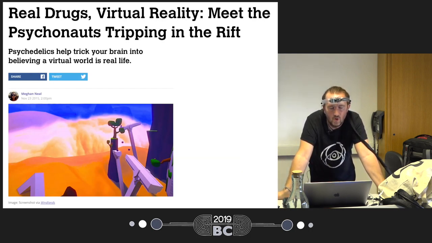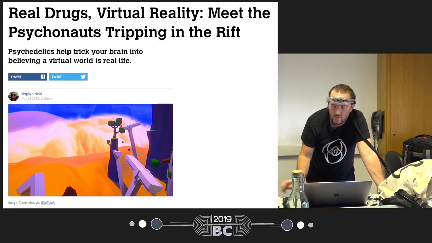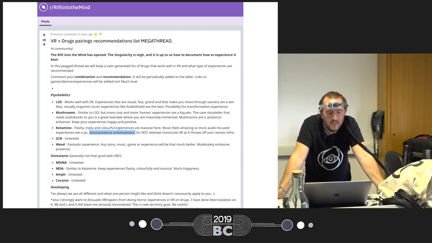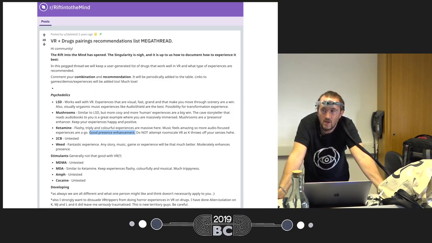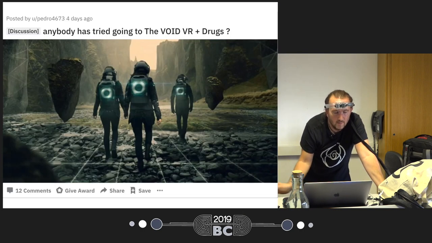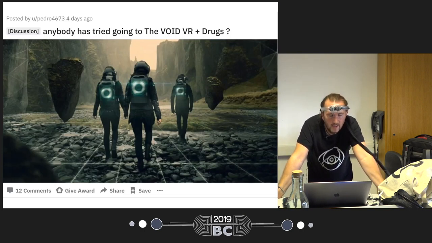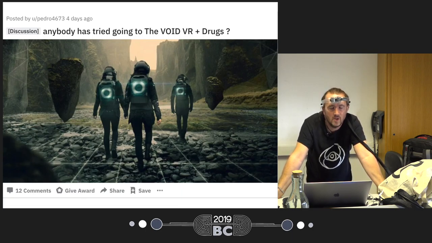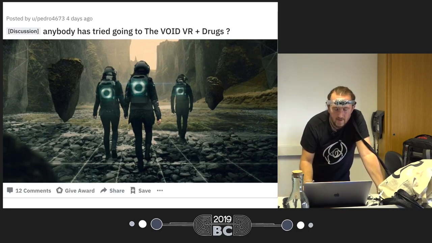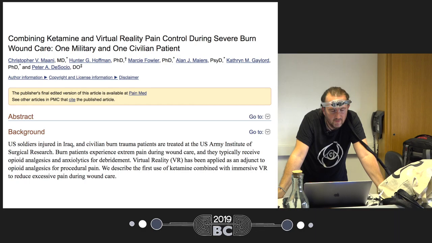So we've also got this group on Reddit called Rift Into the Mind, where people are basically looking at all the different psychedelics and then trying them in different VR experiences or different immersive experiences. I looked it up just a couple of days ago just to see what's going on there, and people are basically going into these immersive VR experiences on certain substances. It's kind of like the museum dose, but for immersive experiences.